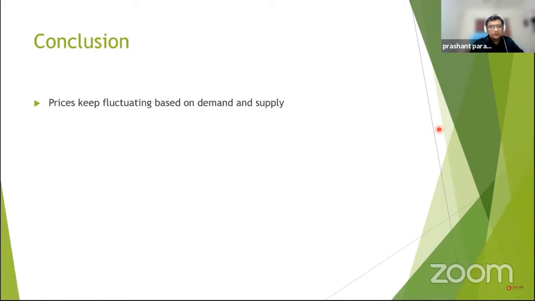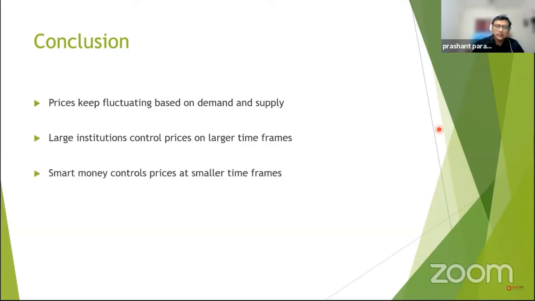In conclusion, prices keep fluctuating based on demand and supply. Large institutions control prices and they work on larger time frames. Smart money controls prices at smaller time frames because they have a smaller amount of money and they keep on taking entries and exiting their positions. So they control prices usually on smaller time frames.